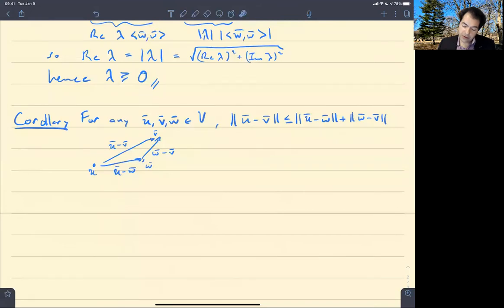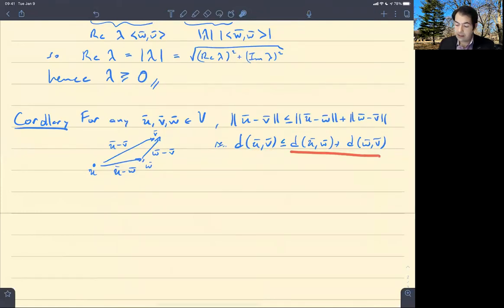So you can think of the length of this vector as being the distance between u and v. And same thing here, this is the distance between u and w. And the length of this would be the distance between w and v. So you can rewrite this as saying the distance between u and v is less than or equal to the distance between u and w plus the distance between w and v. And like we were saying a moment ago, this means that if you're going to go from u to v, it can only make it longer if you have to stop at w on your way, right? It can't make it shorter.